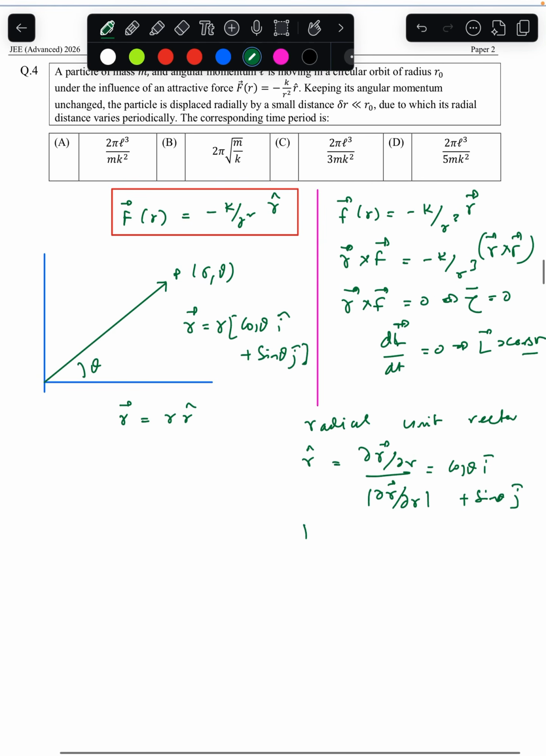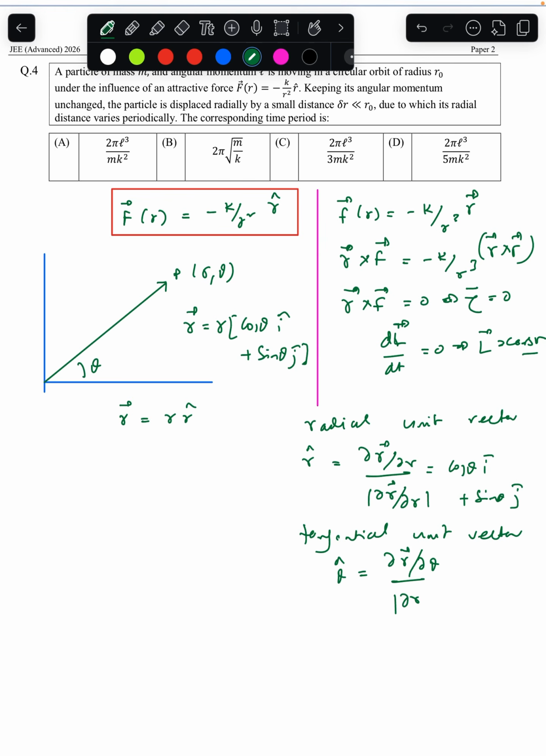Now the tangential unit vector theta cap can be denoted as del r vector by del theta divided by the modulus of del r vector by del theta. It is basically showing the rate of variation of this particular radius vector in terms of rotation. So this will become minus sin theta i cap plus cos theta j cap. Please keep these two things in your mind.